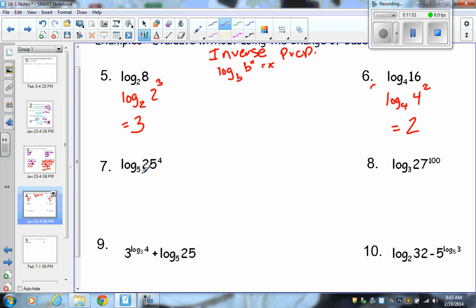Number 7, we have log base 5 of 25 to the fourth. So I'm going to ask myself, 25 is really 5 to what power, which is squared. So this is really log base 5 of 5 squared to the fourth, which this right here, exponent to an exponent, says to multiply. So that's really log base 5 of 5 to the 8th. And now since you have log base b of b to the 8th, then it's just going to be 8.